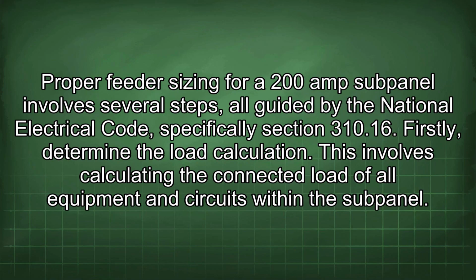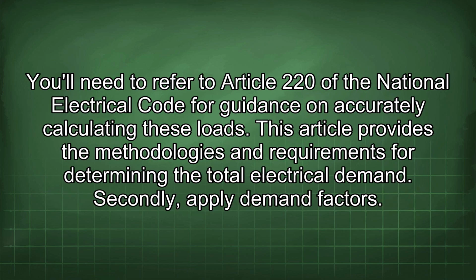Proper feeder sizing for a 200 amp subpanel involves several steps, all guided by the National Electrical Code, specifically section 310.16. Firstly, determine the load calculation. This involves calculating the connected load of all equipment and circuits within the subpanel. You'll need to refer to Article 220 of the National Electrical Code for guidance on accurately calculating these loads. This article provides the methodologies and requirements for determining the total electrical demand.